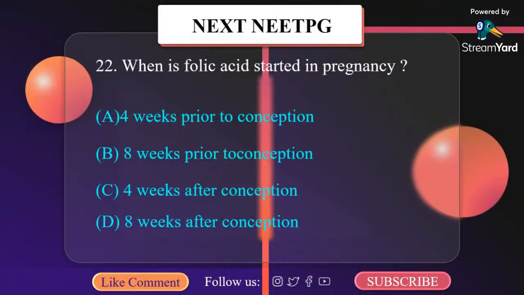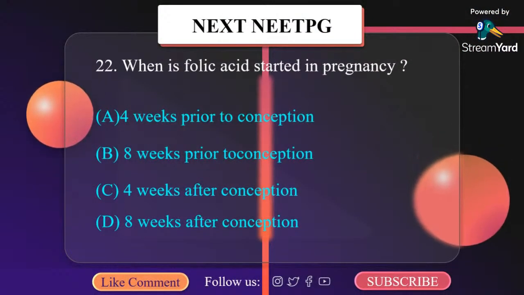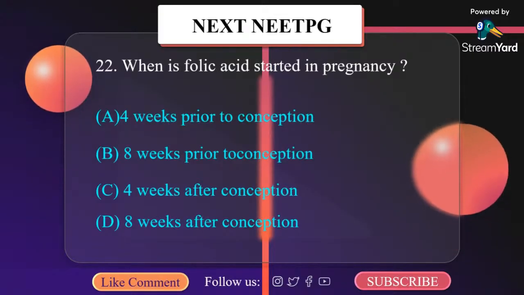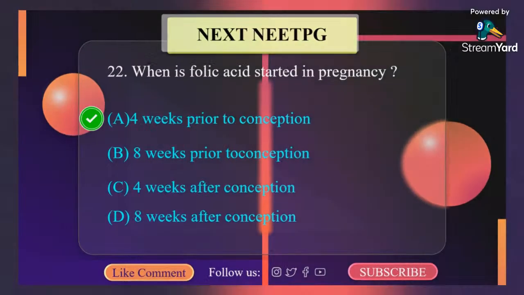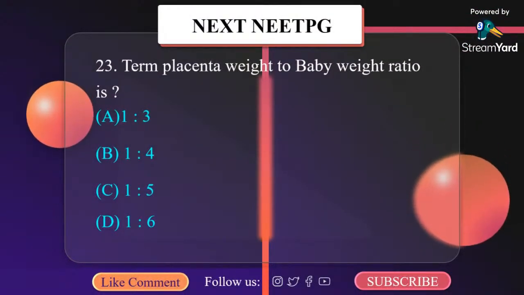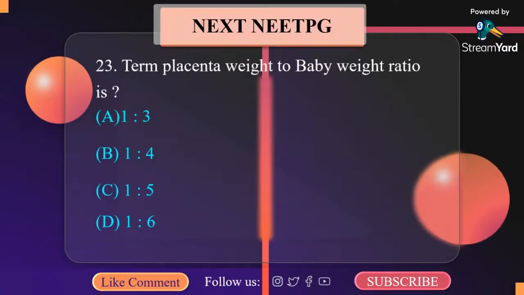When is folic acid started in pregnancy? A. 4 weeks prior to conception, B. 8 weeks prior, C. 4 weeks after, D. 8 weeks after conception. It is 4 weeks prior to conception. Term placenta weight to baby ratio is A. 1:3, B. 1:4, C. 1:5, D. 1:6. It is 1:6.